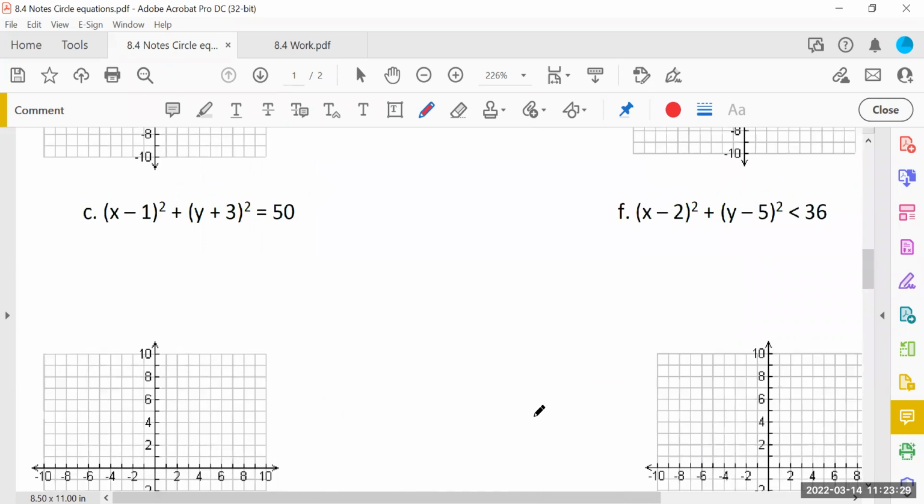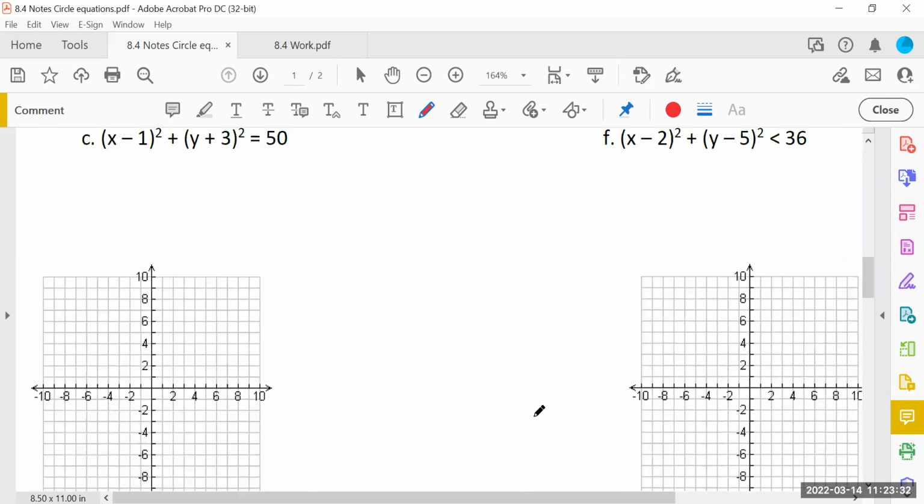So go to C. Here's where we've got the whole thing finally. So the center point. The center here would be +1, -3. Is everybody good with that? +1, -3. Opposite of the two things in the parentheses. So +1, -1, 2, 3. There's our center point.